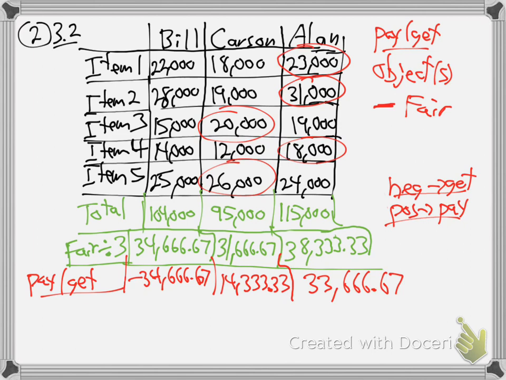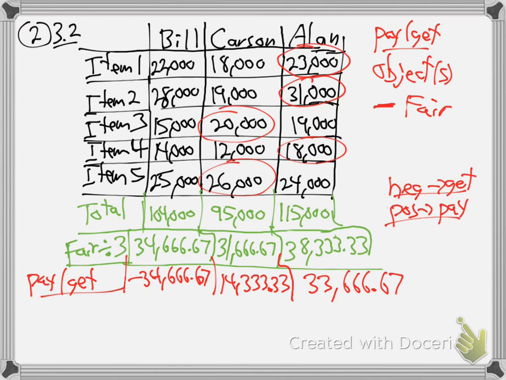So that's when we say that Bill is negative 34,000. He's getting 34. And Carson and Alan are both positive, which means they have to pay money because they got too many objects. They got more than their fair share in objects, so they have to pay back some money. Right? Everybody seeing that?